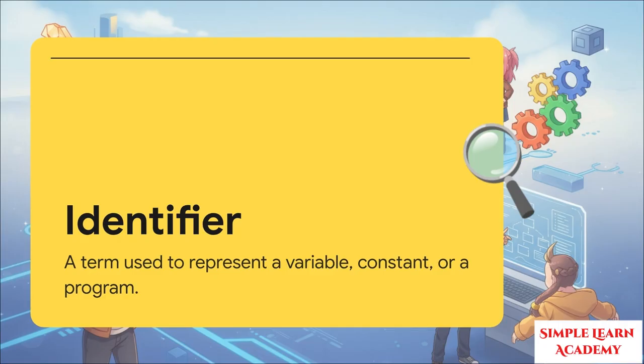I mean, think about it. In our tea recipe, instead of having to say the current temperature of the water in the kettle over and over again, we could just create a label for it, like water_temp. It's just a shortcut, a nickname for a piece of info we want to keep track of.